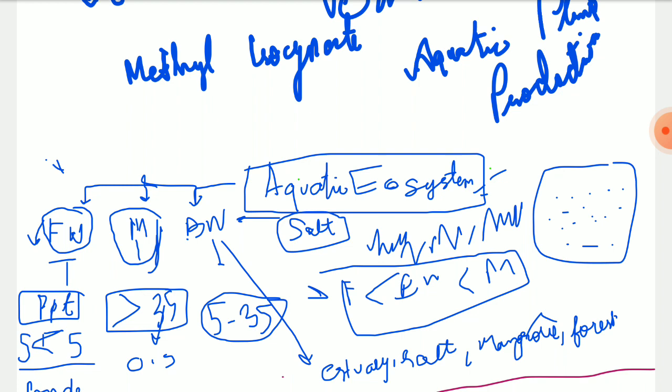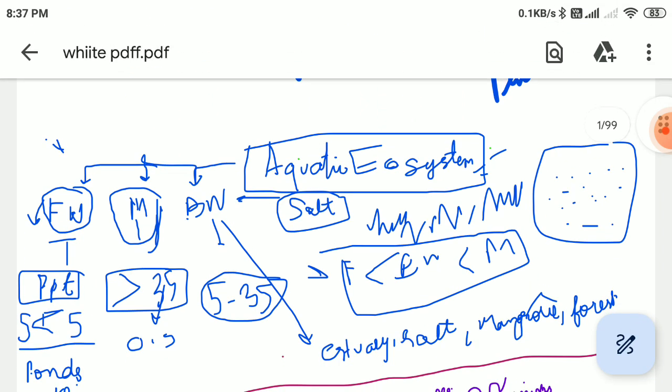Now, how do we classify these into the various subcategories? Generally it is done on the basis of PPT. Now what do we mean by PPT? PPT is nothing but parts per thousand. Similarly, you might have heard of ppm, parts per million. PPT is parts per thousand. For example, if you are taking 1000 molecules of a particular molecule, then how much of another molecule is present in that solution? That is called parts per thousand.